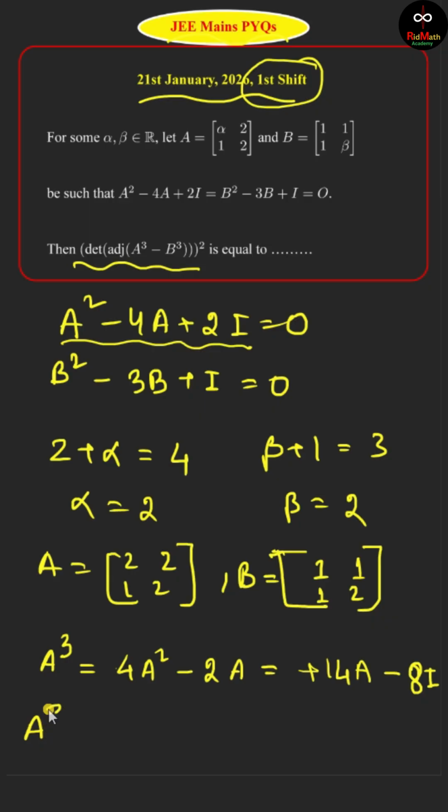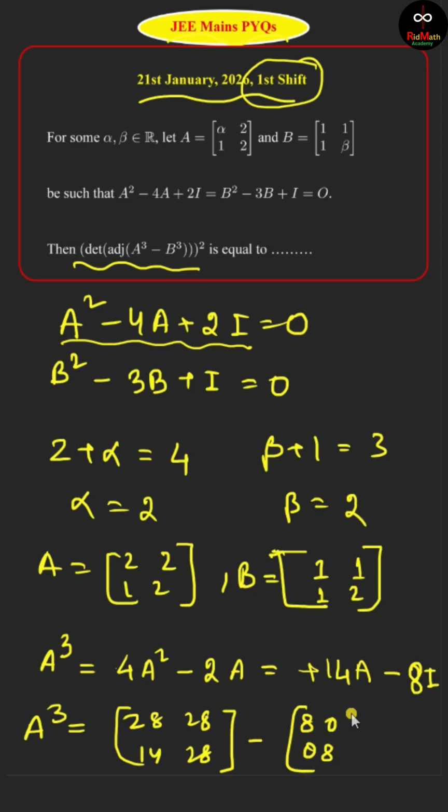So A cube is equal to 14A minus 8I. 14A means 14 into this, so this is 28, 28, 14 and 28, and minus 8I means 8, 0, 0, 8. So from here we get 20, 28, 14 and 20 again.